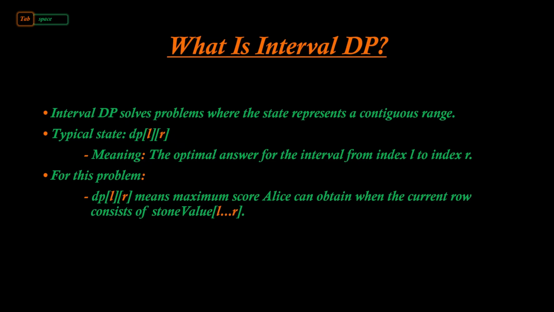Interval dynamic programming is used when the state of a problem can be represented by a contiguous range. The typical state is written as dp[L][R], where L is the left endpoint and R is the right endpoint. In this problem, dp[L][R] means the maximum score Alice can obtain when the current row consists of the stones from index L through index R. Once we define this state, the problem becomes much more manageable. For every interval, Alice can try every possible split. Each split produces a smaller interval, and those smaller intervals already have answers stored in our DP table.